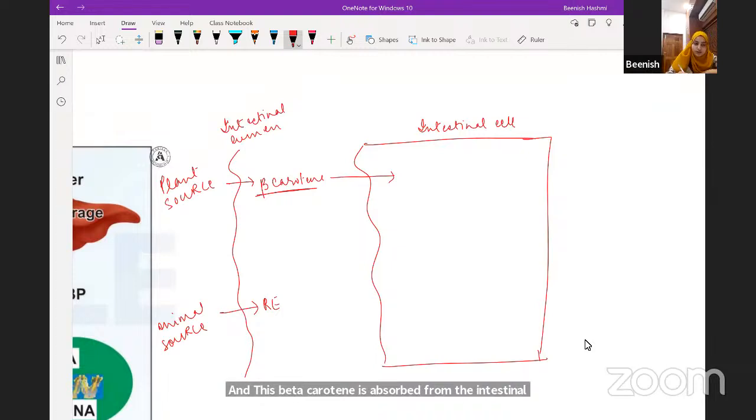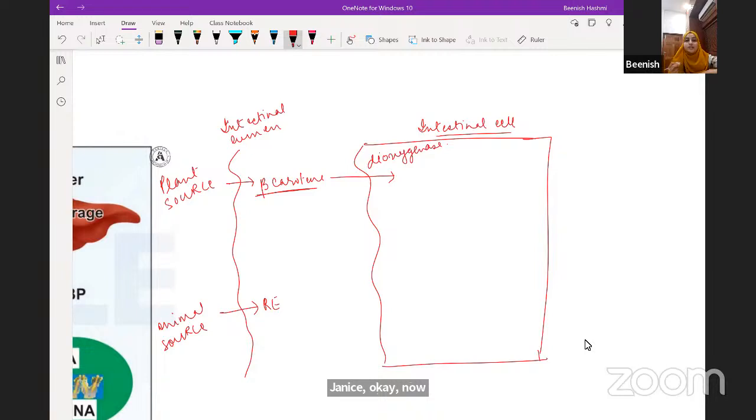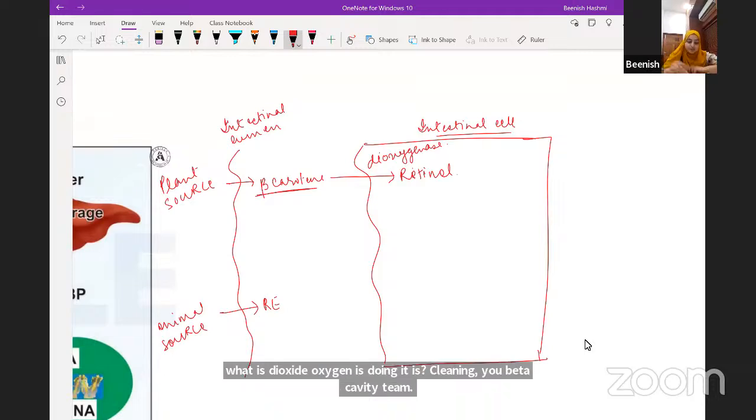Now it reaches here into the intestinal cell, and here it is acted upon by an enzyme that is known as dioxygenase. Okay. Now your beta carotene is acted upon by beta carotene dioxygenase, or dioxygenase enzyme simply, and what does it form? It forms retinol. So what is dioxygenase doing? It is cleaving your beta carotene. So on cleavage, what do you get? You get a single ring and an isoprenoid unit.